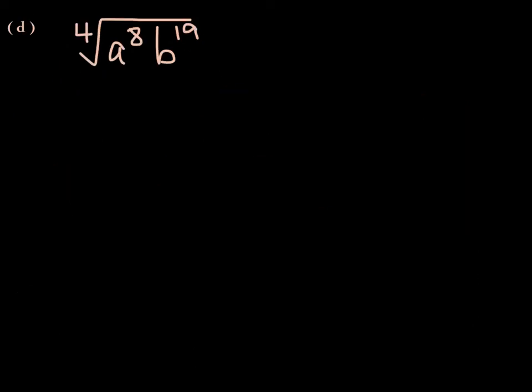All right, guys, we have the fourth root of a to the 8th times b to the 19th power. The first thing I'm going to do is use the product rule to rewrite this as the fourth root of a to the 8th times the fourth root of b to the 19th.